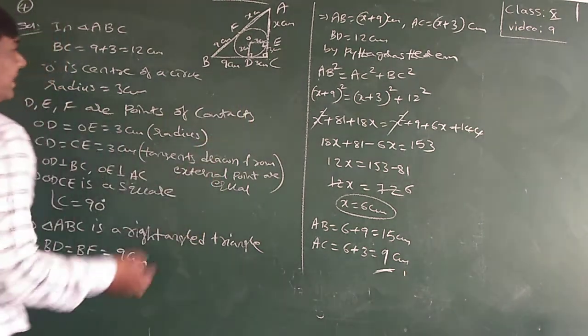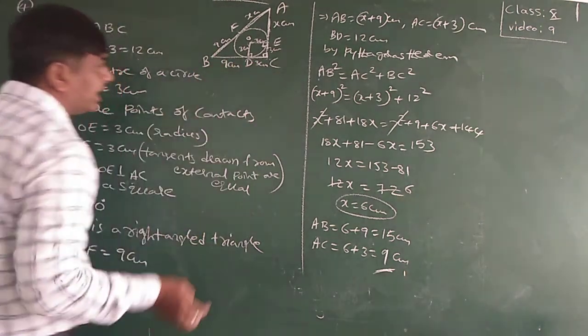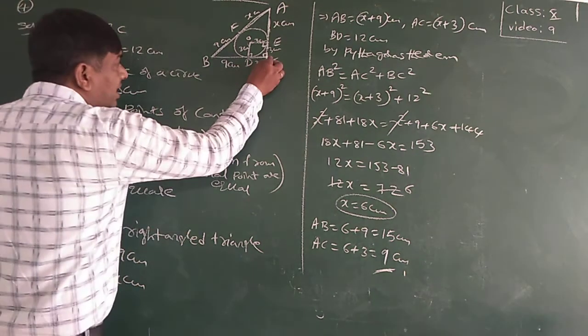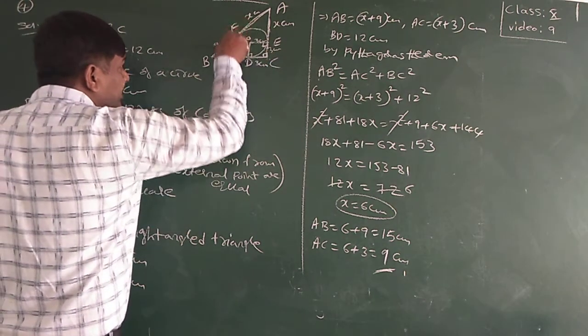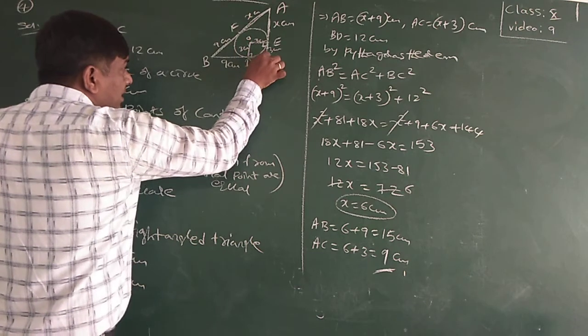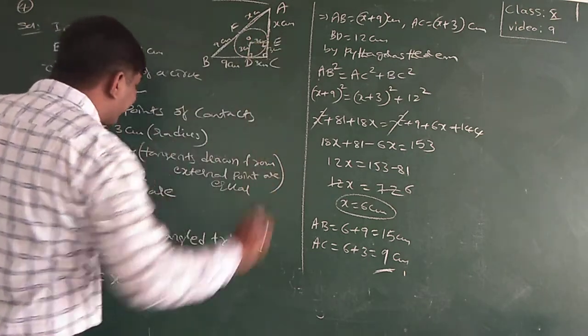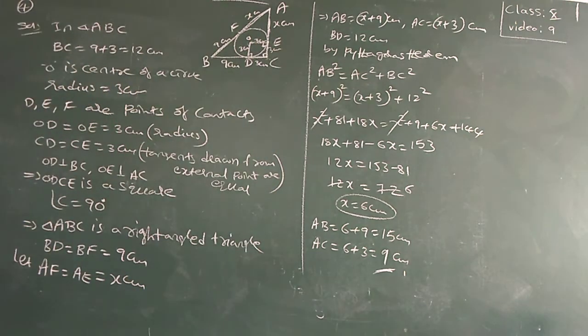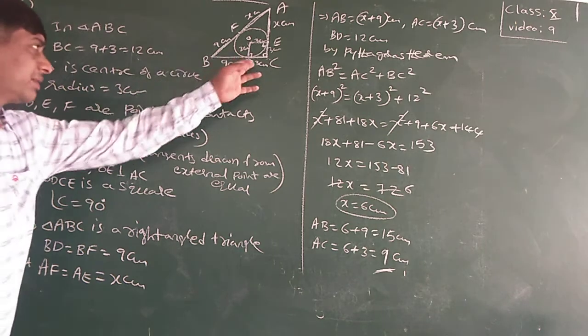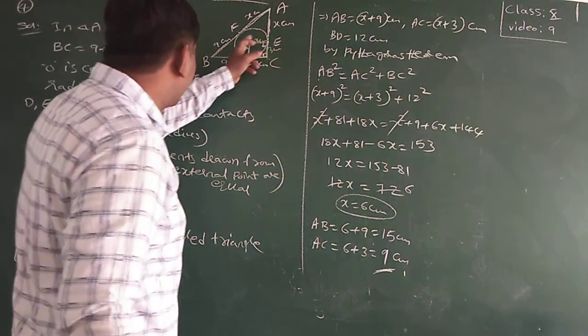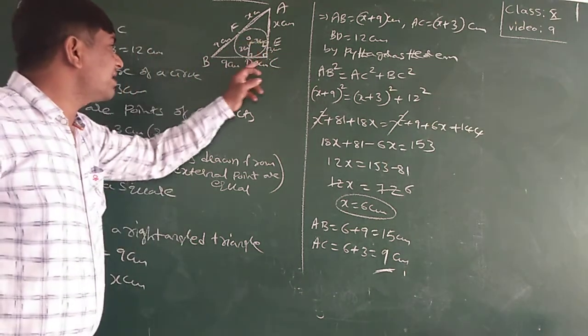Okay, BD is 9 centimeters, DC is 3 centimeters. Now you observe that C is an external point to the circle. Forget about the remaining part. Then CD and CE are the tangents. Tangents drawn from an external point are equal. So those two are 3 centimeters and 3 centimeters. By this I got all sides are equal.